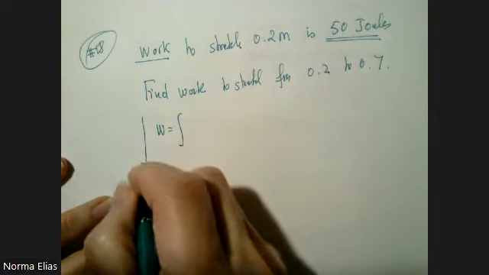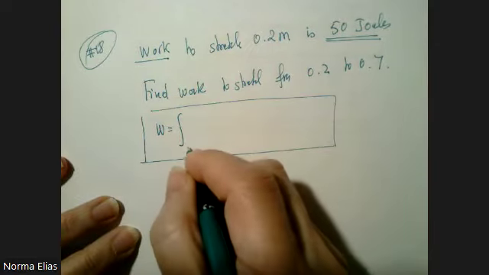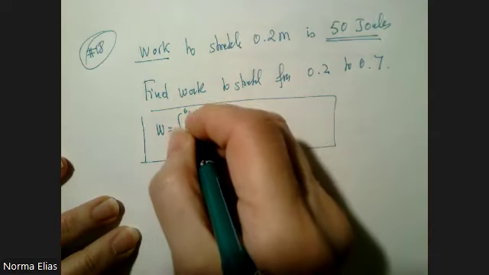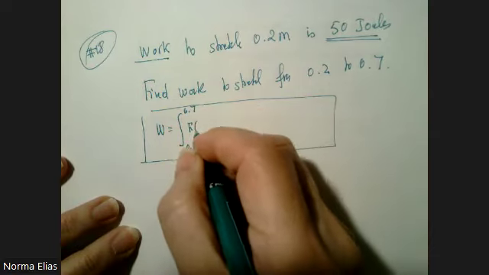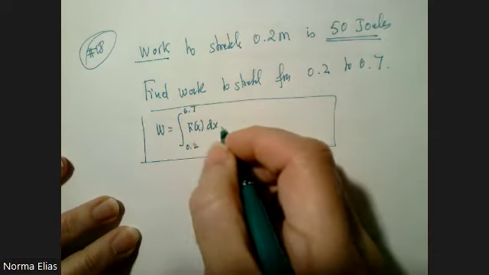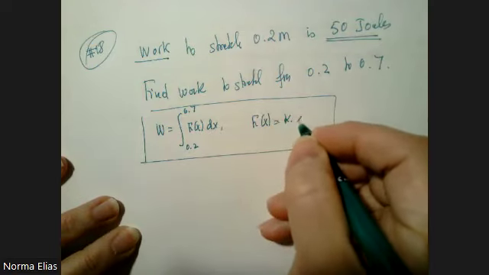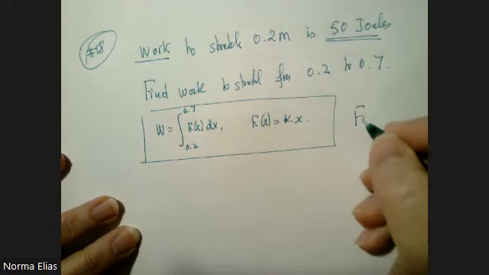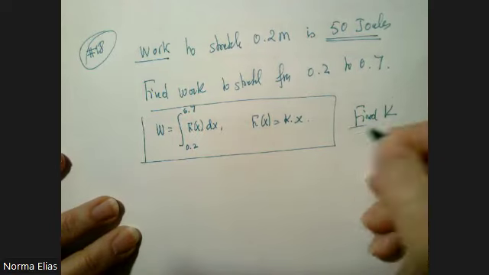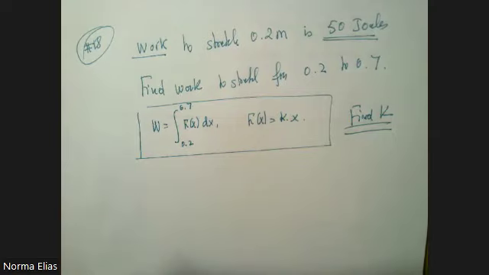So what we want, from 0.2 to 0.7 of the force dx. And the force is k times x. So we have to find the k. Okay, and the problem should give us info to find the k. So how am I going to find the k? All right, I have that here.